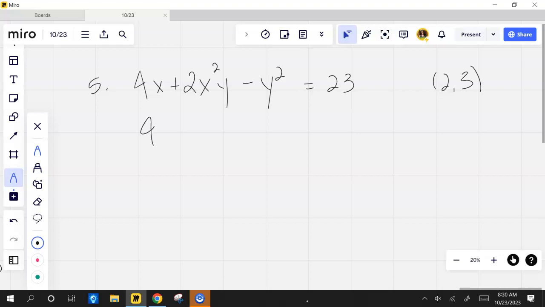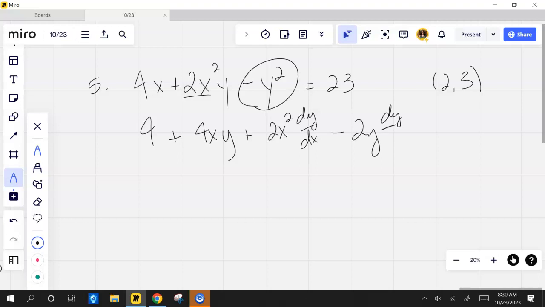So 4 plus the derivative of the first, which would be 4x, times the second, plus the first. What's the derivative of y? dy/dx minus the derivative of this one would be 2y dy/dx, and the derivative of a constant is of course 0. Yep.